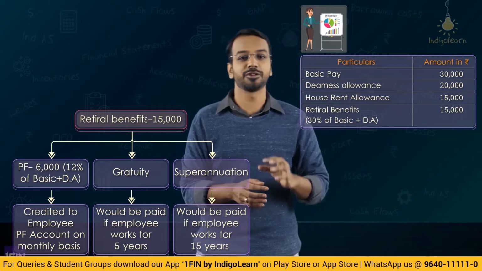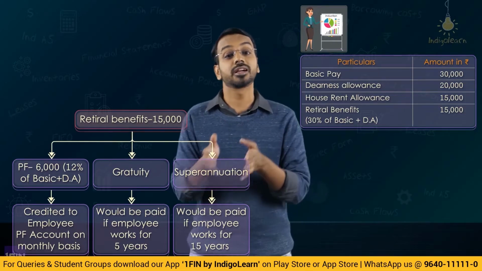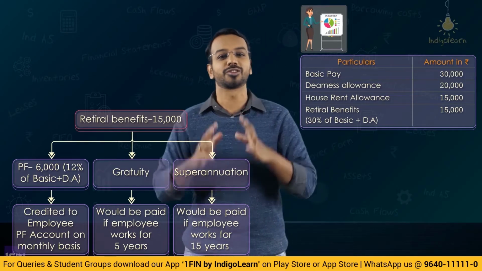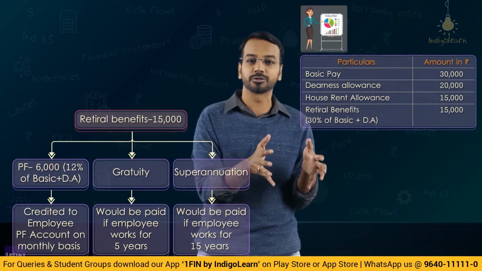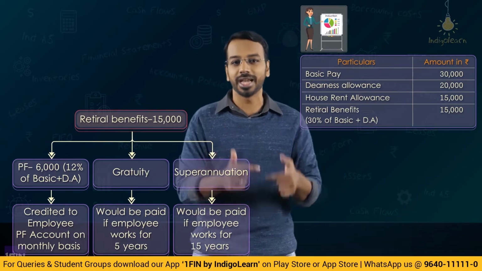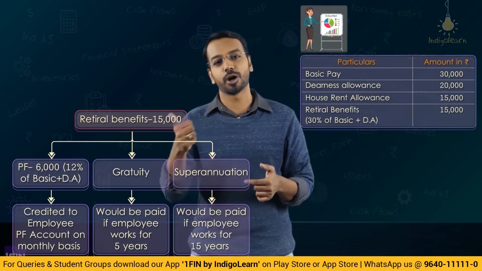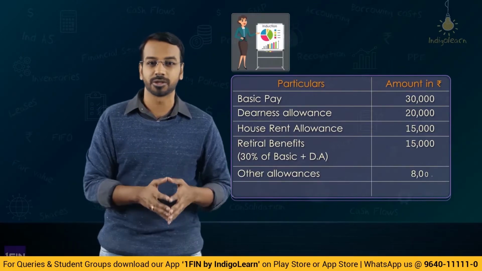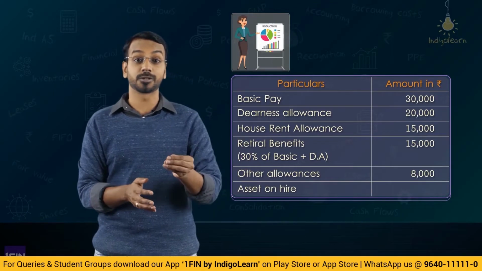Then other superannuation benefits would be paid if you work in the company for 15 years. So if you don't work in the company for 15 years, even that is lost. So out of that 15,000, what was relevant immediately for us was only that 6,000, which we would get credited every month to our PF account, right? That was given. Then we had other allowances, some around 8,000, then asset on hire 2,000, right?